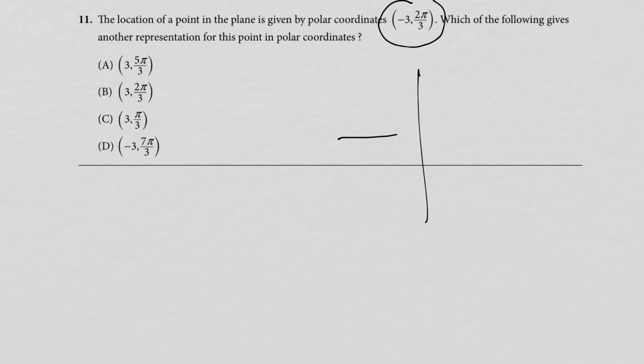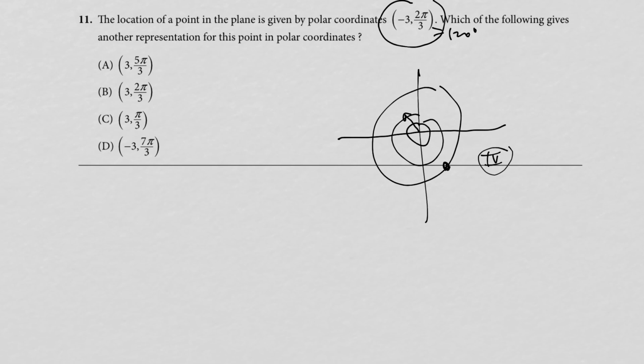The location of a point in the plane is given by this. So that point, so here's polar graph paper. 2 pi over 3 is the same thing as 120 degrees. So I'm facing in the 120 degrees direction, but it's negative, so it ends up over here in quadrant 4. They want to know which other point has this same thing.